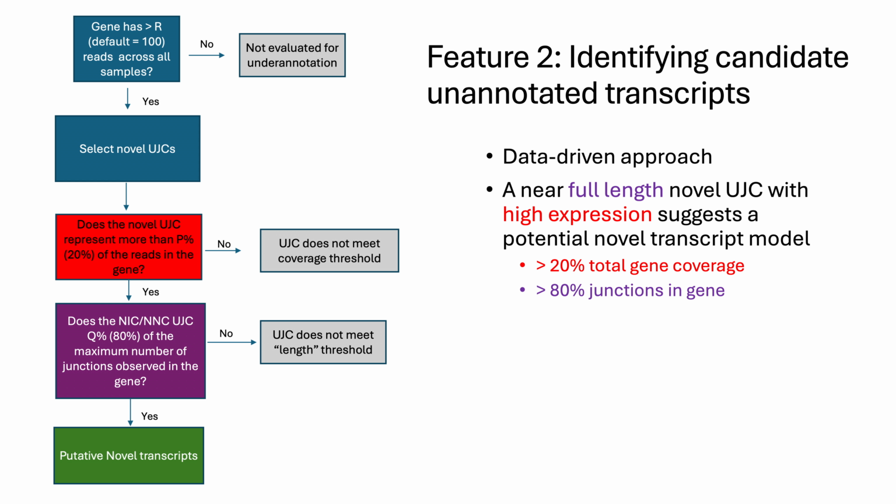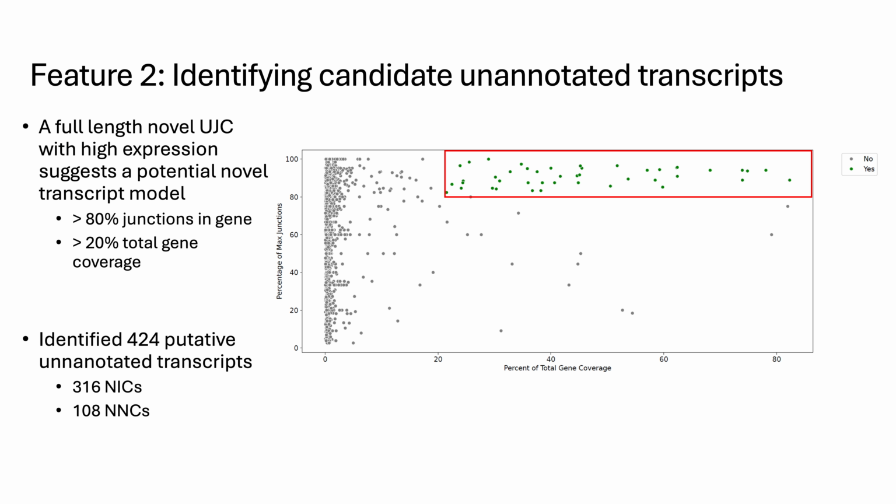All of the thresholds set in this logic tree can be adjusted by the user to be more or less selective. We applied this logic tree to a long-read RNA-Seq benchmarking dataset of the WTC11 iPSC cell line and found 424 putative novel transcripts which are highlighted on the scatter plot.